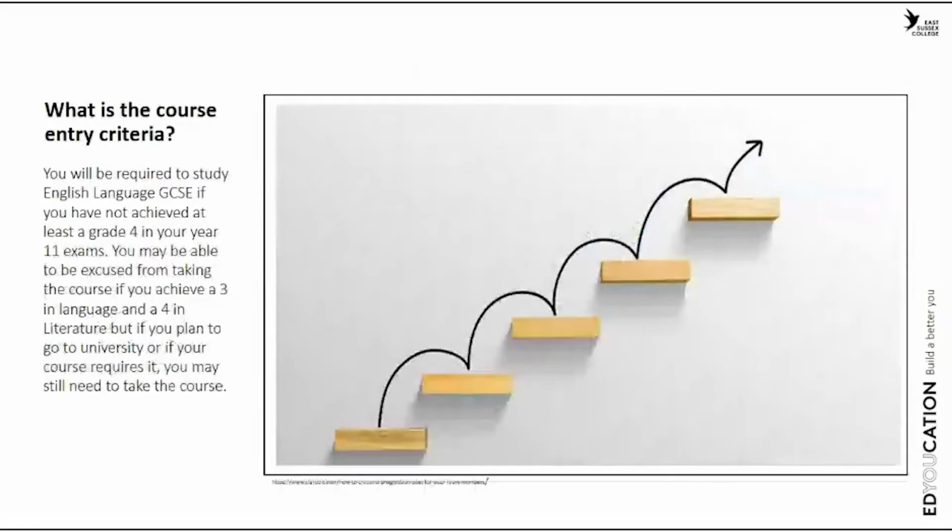These steps represent the steps that you have to take to reach your chosen career. A grade 4 in GCSE English language is just one of these steps. If you achieved a 3 in your language exam but a 4 in literature at school, you may be able to be excused from taking the course. However, your vocational course here at college might need it as a requirement. We'll just sort it out when you get here.